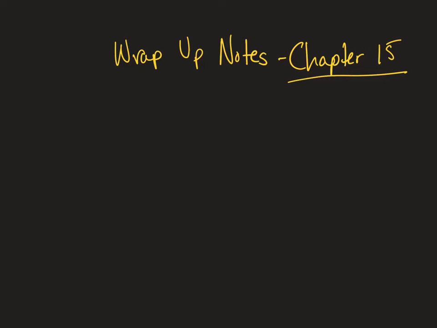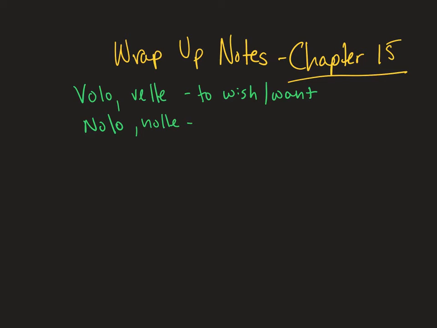So one of the first things we learned in chapter 15 are irregular verbs, and the irregular verbs we learned are volo, velle, to wish or to want, and nolo, nolle, to not want or to be unwilling. So these are irregular verbs.